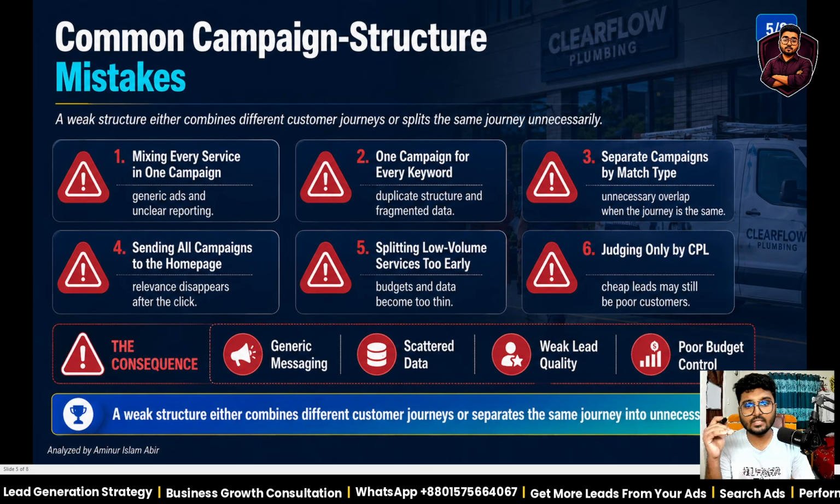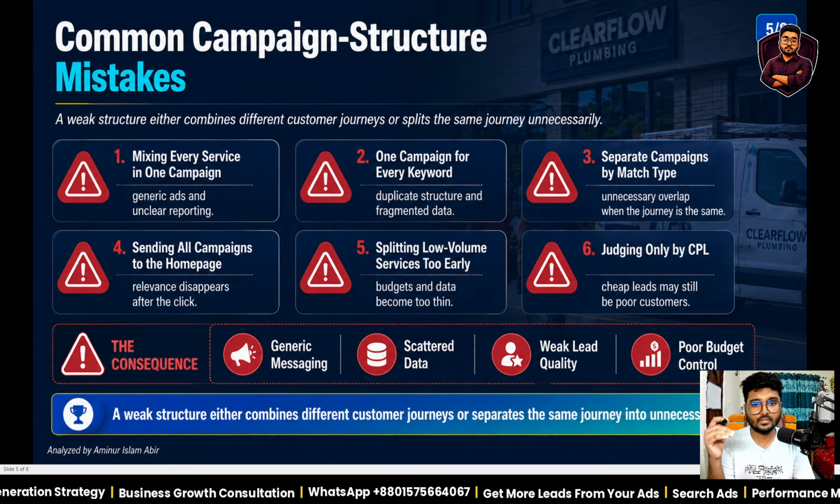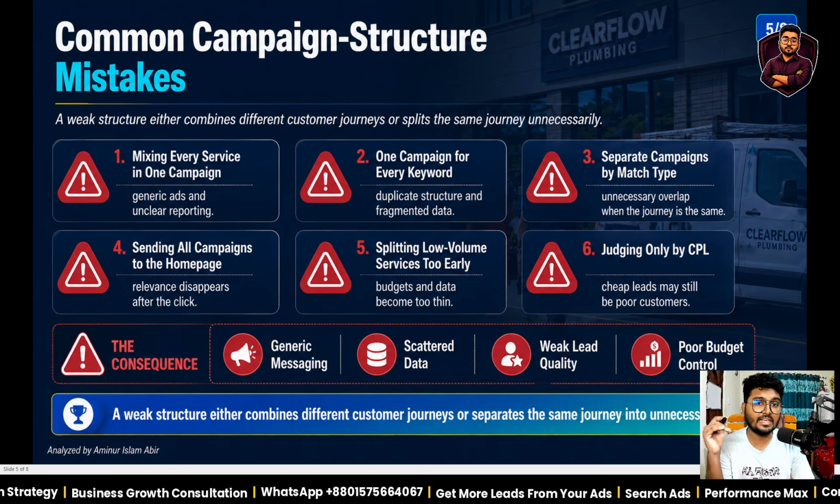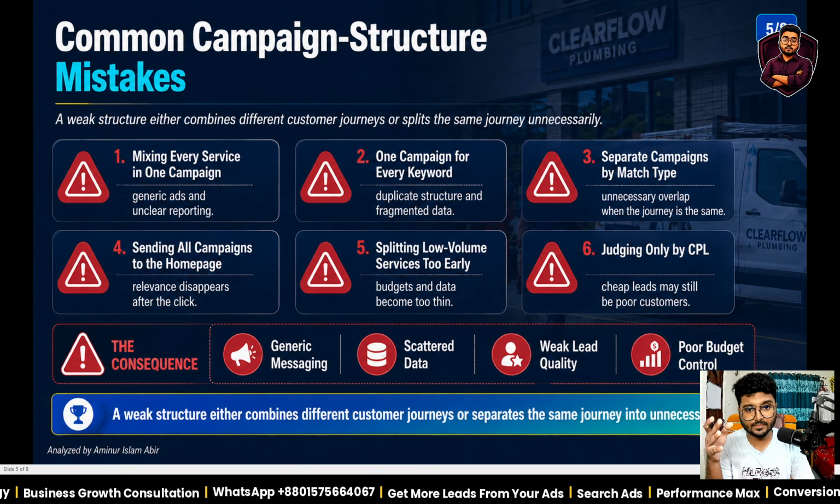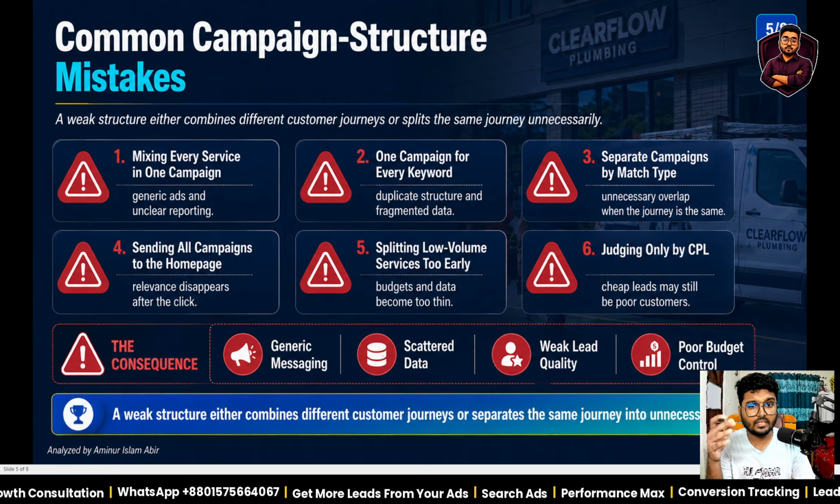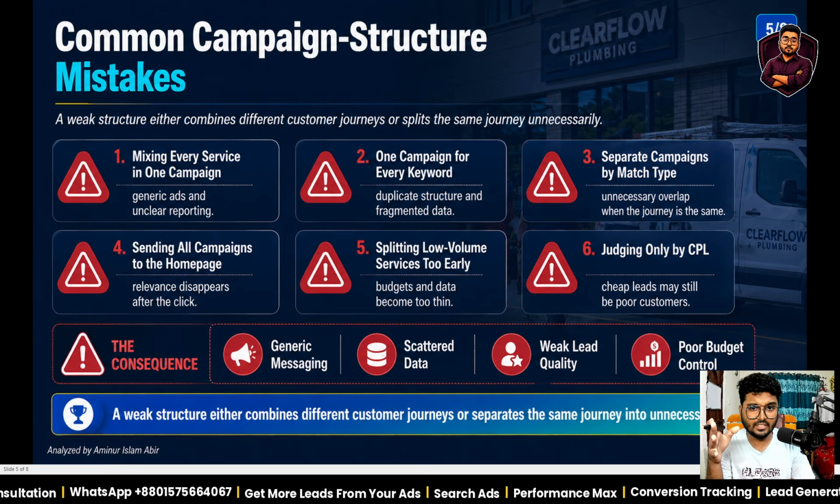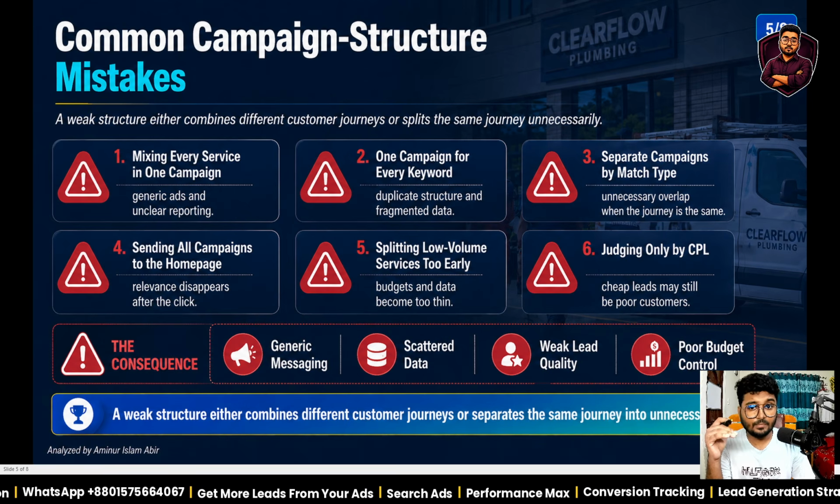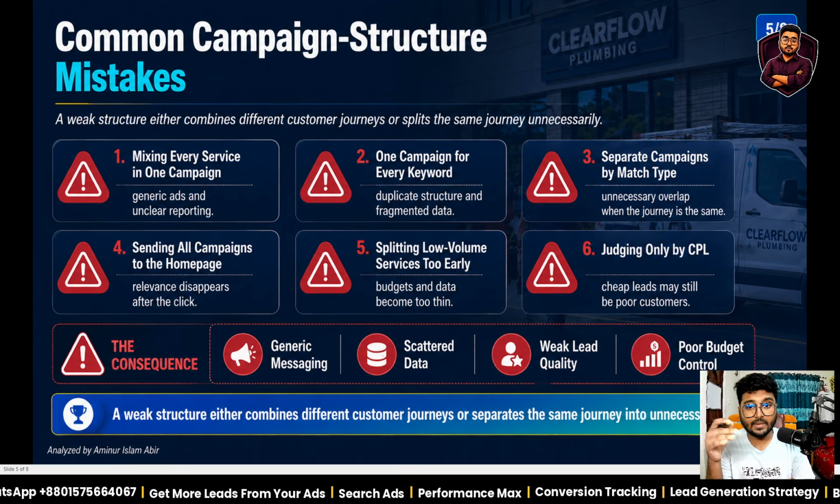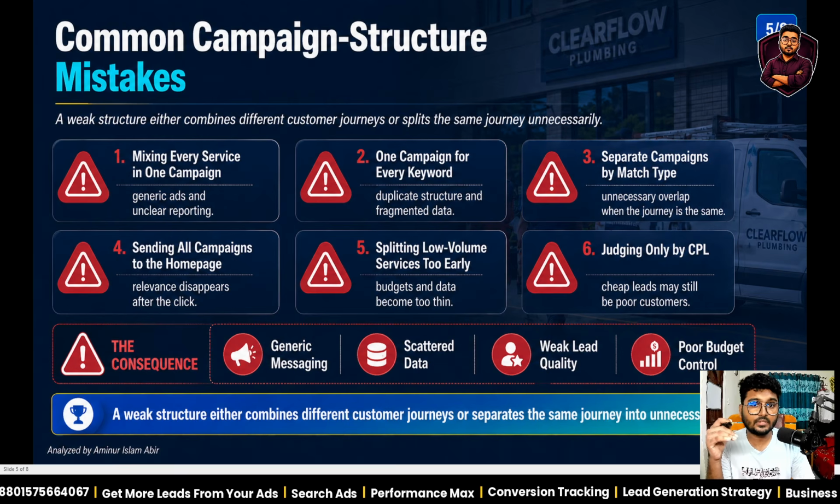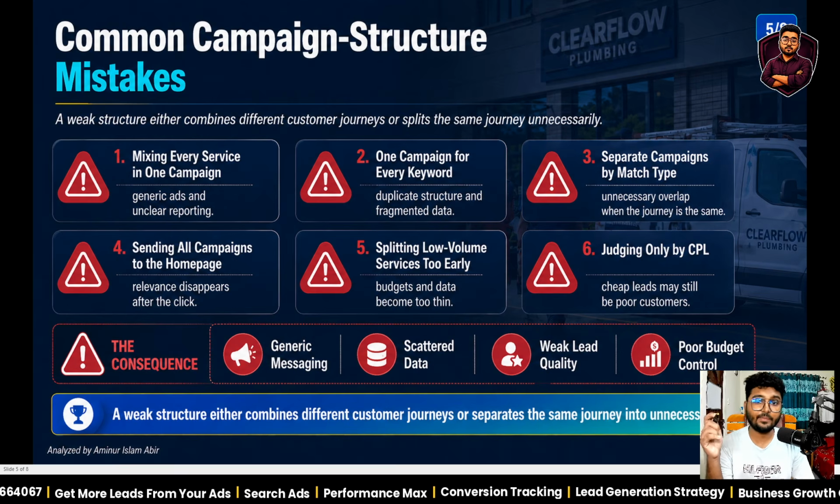A weak structure either combines different customer journeys or separates the same journey into unnecessary pieces. Campaign separation should improve control, relevance, and decision quality, not simply increase the number of campaigns. A practical framework helps determine which services deserve independent campaigns.